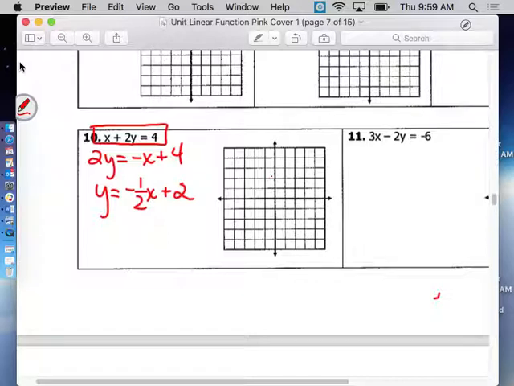And then for graphing purposes, I would start at 2, and I would move down 1 and over 2, up 1 and over 2, and then get out a straight edge and connect up to make your straight line.